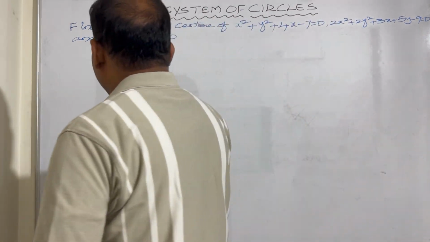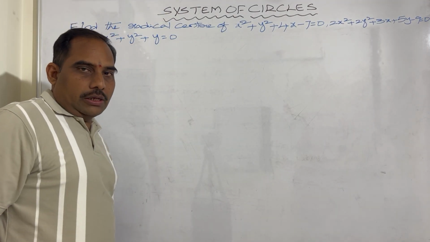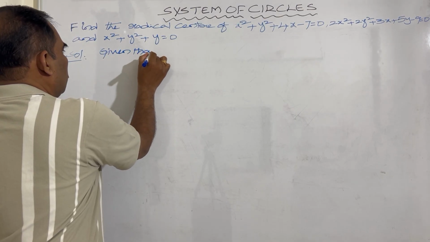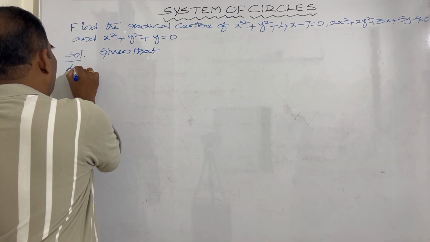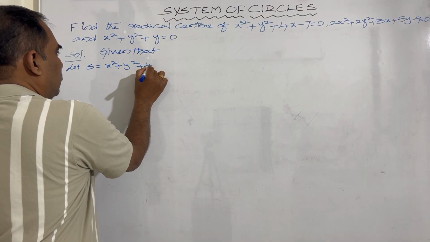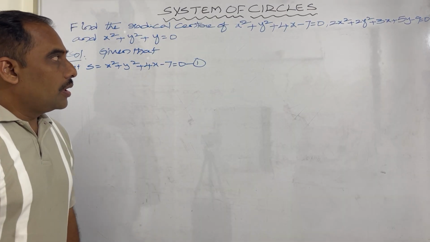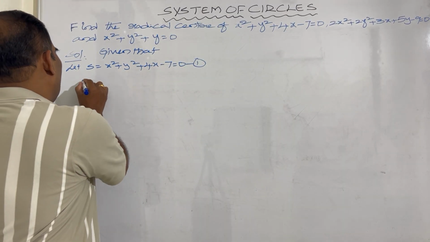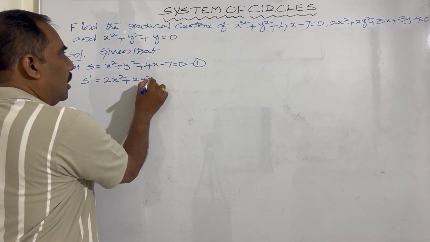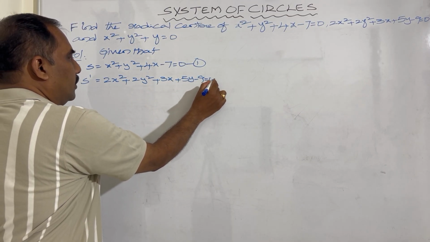Now, the solution is to take the given circles first. Suppose S is equal to x square plus y square plus 4x minus 7 is equal to 0. So this is the first one. And the second one is S dash, which is equal to 2x square plus 2y square plus 3x plus 5y minus 9 is equal to 0.